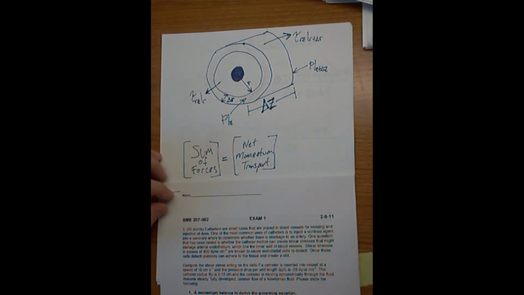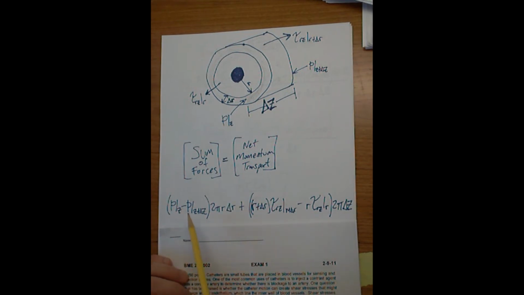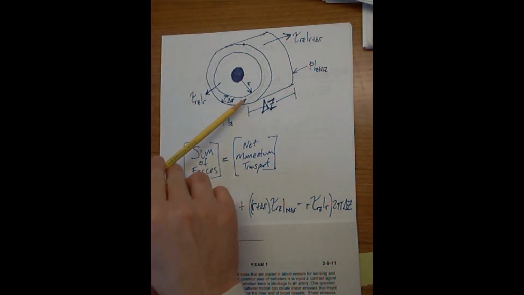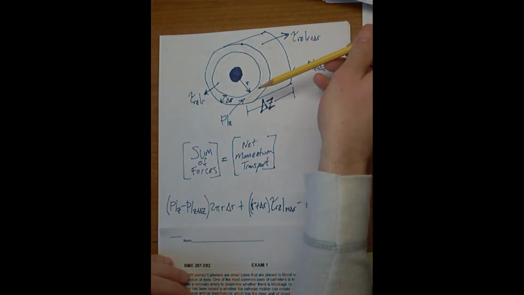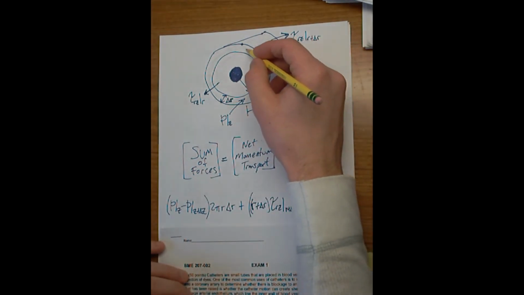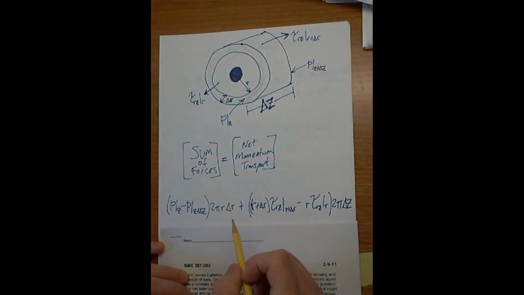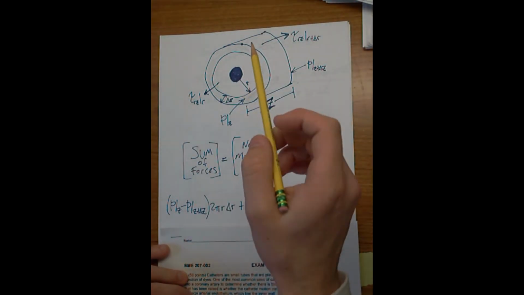So for our balance, we can start off with the sum of forces equals the net momentum transport. So if we look at our sum of forces, again the sum of forces are our pressures and our shear stresses. So those are our two forces. It's going to be P, the pressure at Z, this direction, minus the pressure occurring over here on this direction, again times 2 pi r delta r, so that's just that face that it's acting on right here, and the same one on the opposite side, plus your shear stresses.